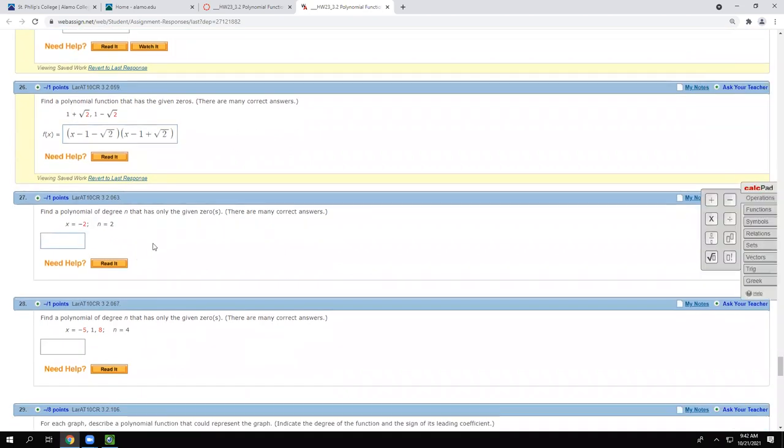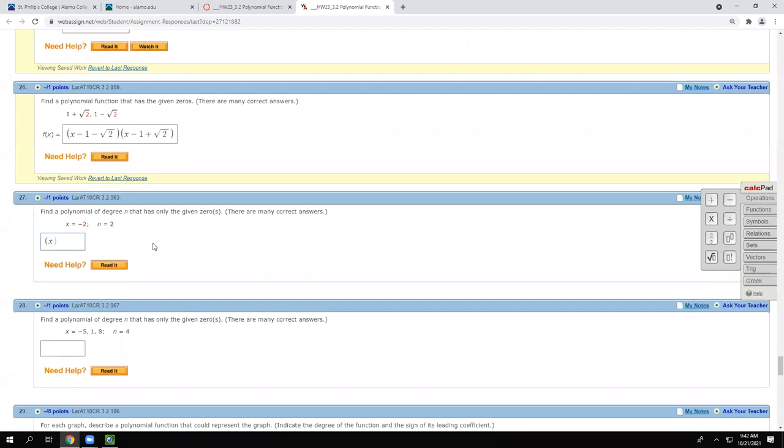Now, this one's a little bit different. It's polynomial. So when I do this, it's going to be x. What's minus a negative 2? Plus 2. But notice that it tells me that the degree is 2. How in the world am I going to get a power 2 if that's the only 0 or x-intercept I have? How would I get a polynomial with the power 2?